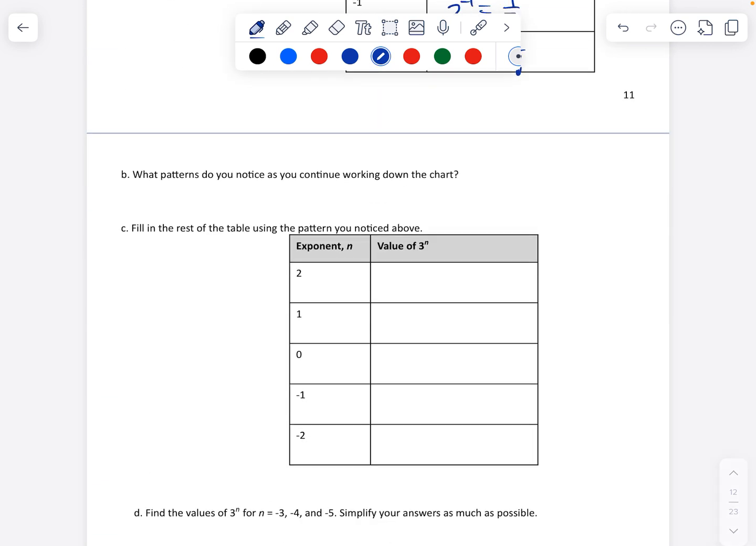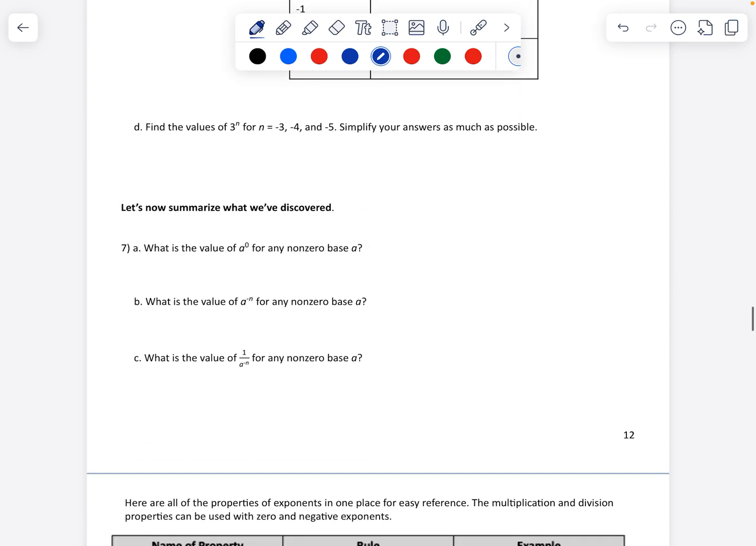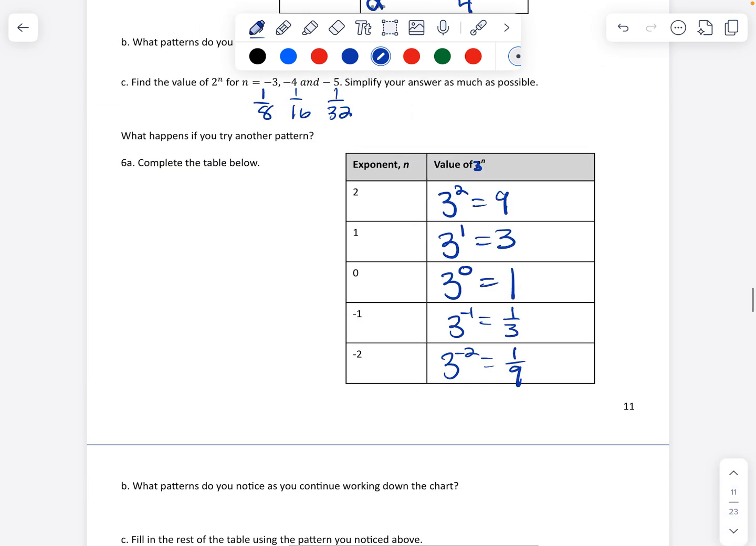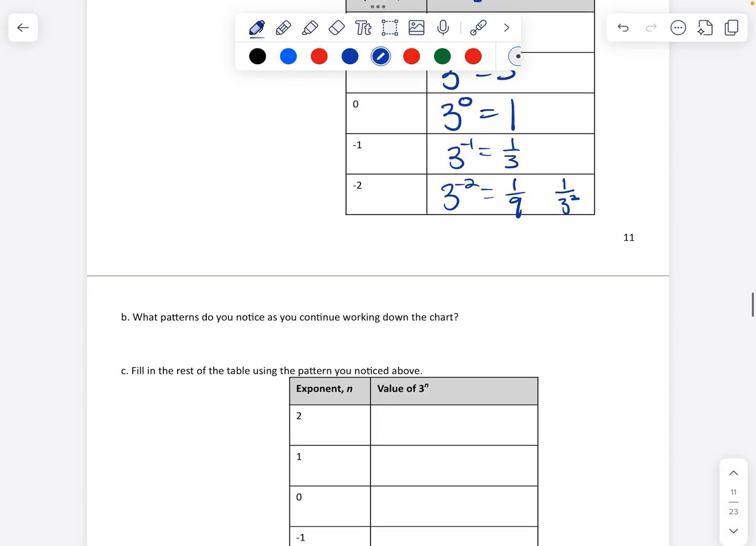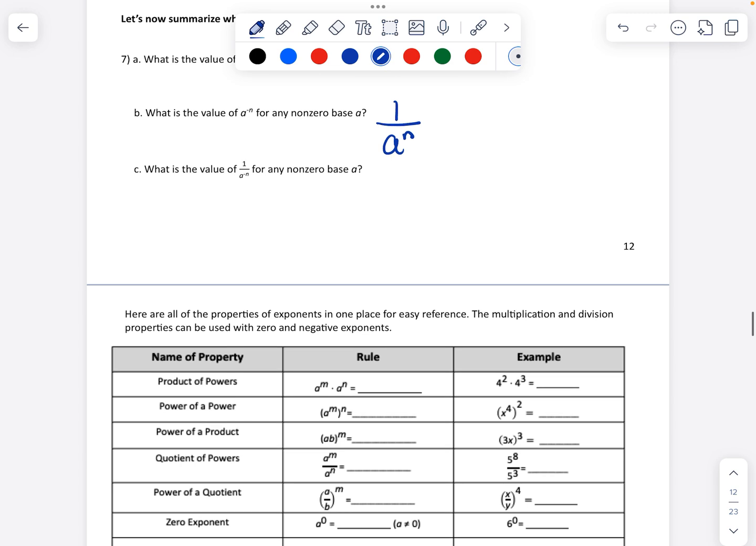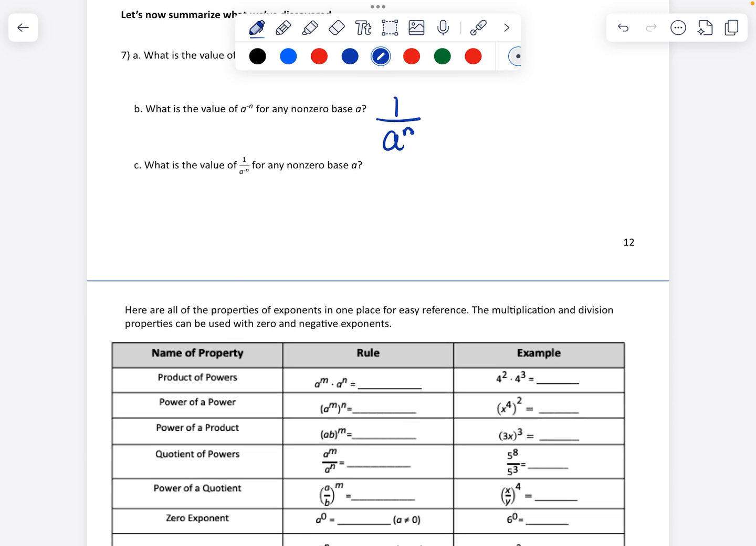So summary, anything to the 0 power is 1. A to the negative n. So what happened there is it got flipped to the bottom, right? Because this is really 1/3 squared. 1/4 is 1/2 squared. And you can see that this is 2 to the 3rd, 2 to the 4th, and 2 to the 5th. So a negative turns it into a divide by. And if it's on the bottom, we can flip it back to the top.